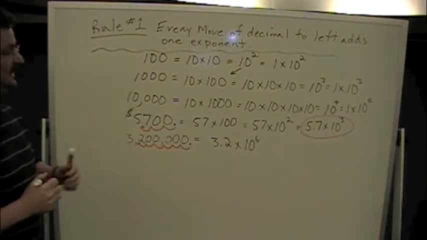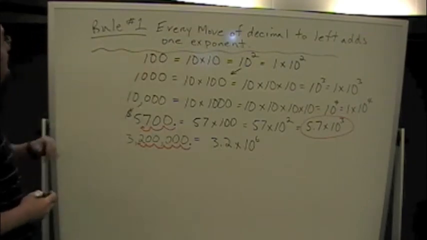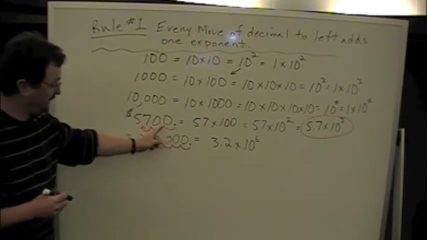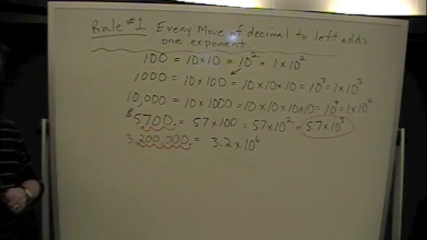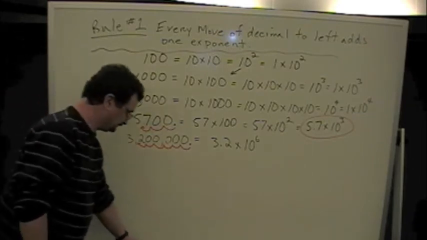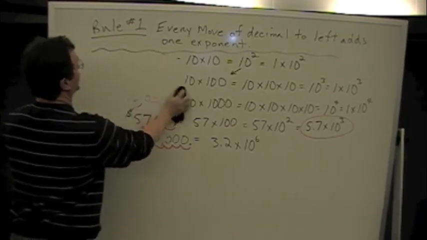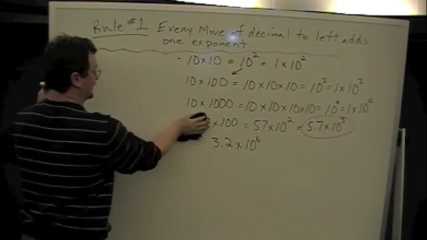Every move of the decimal to the left adds one exponent. In other words, the power of 10 increases by 1 every time you move the decimal to the left. Okay. All right. So that's how you write scientific notation for big numbers.